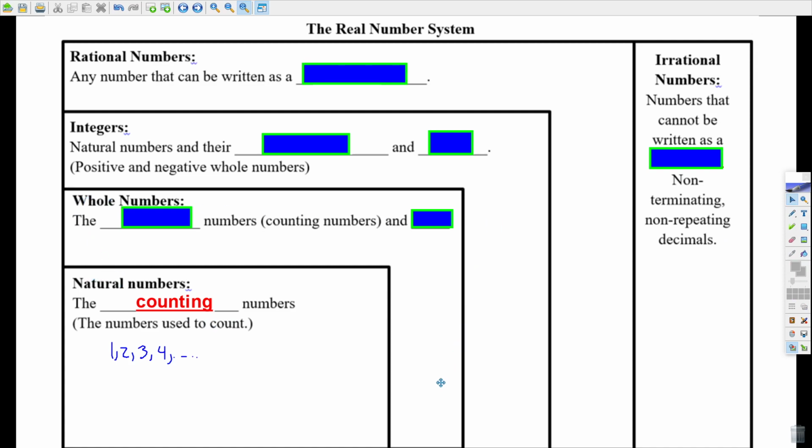Then if we go to the next section here, it adds a little bit more. Actually, it adds very little more. Whole numbers are the same as counting numbers or the natural numbers, the same thing as the category below, but it also includes 0. So that's very simple. It's just 0, 1, 2, 3, 4, and so on.